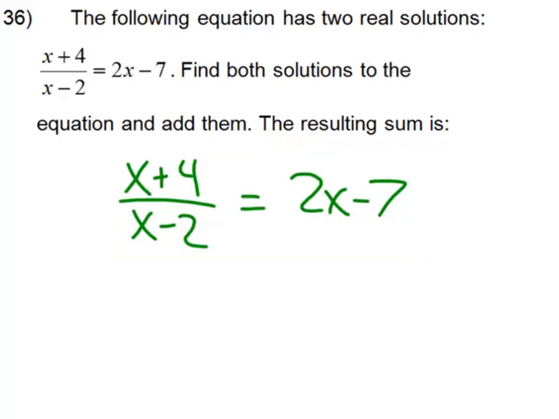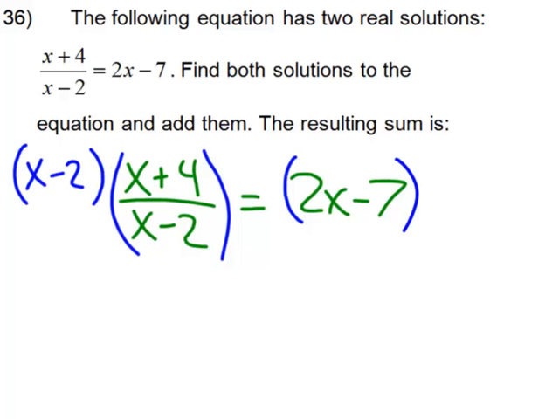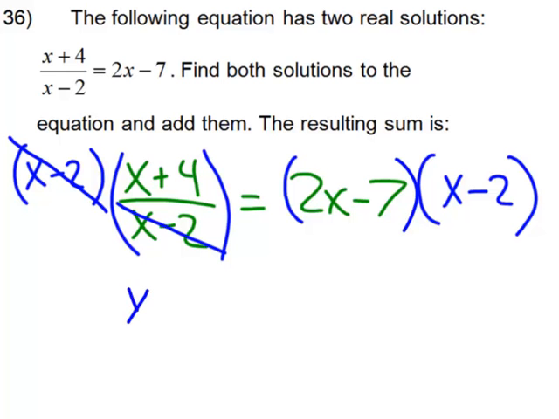Whenever we see a fraction, I hope your instinct by now is to try to get rid of the fraction in some way, legally, of course. And in this case, we're going to legally resolve this fraction by multiplying both sides by x minus 2. We do that because on the left, the x minus 2 in the numerator and the x minus 2 factor in the denominator divide each other out, and we end up with x plus 4 in the next line.